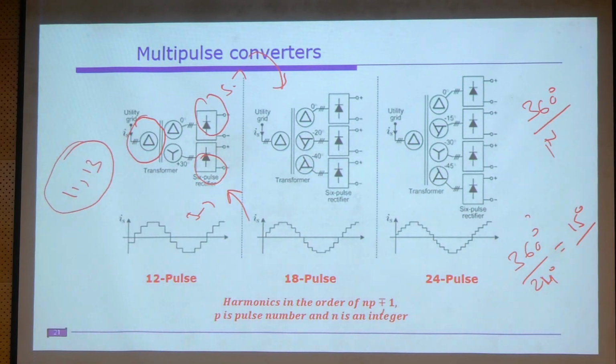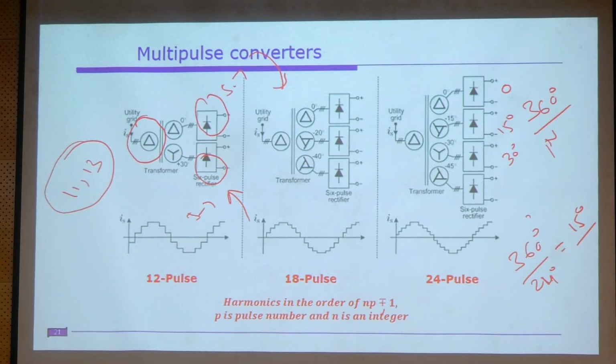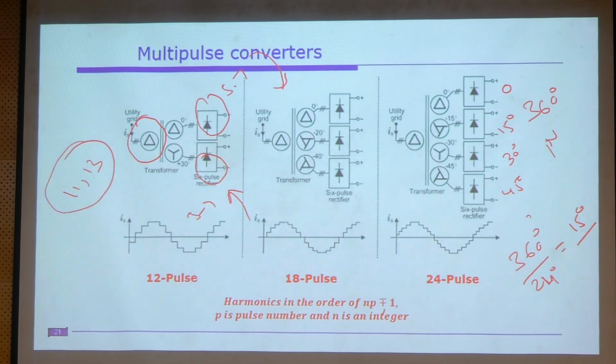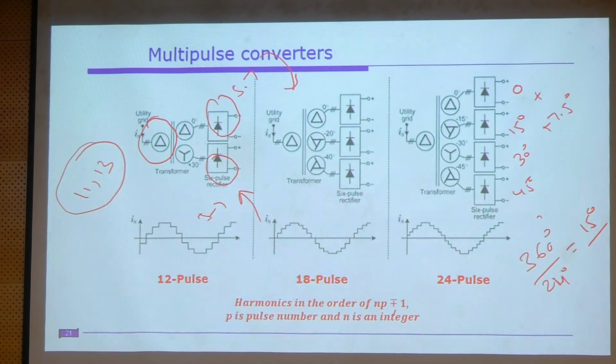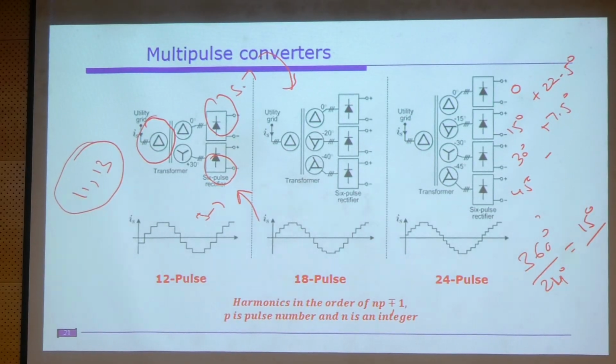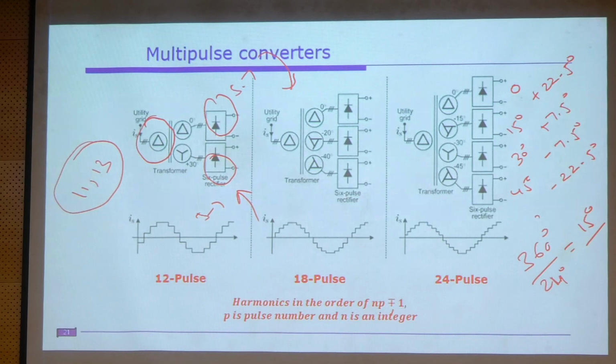So that means if this converter is operating at 0 angle, this is 15 degrees, and this is 30 degrees or 45 degrees. Or if you want more symmetry, it will be like this: if it is operated at plus 7.5 degrees, and this is 22.5 degrees, and this is minus 7.5 degrees, and this is minus 22.5 degrees, if you require a symmetry. Understood. The drawback is that you require a complex phase shifting transformer.